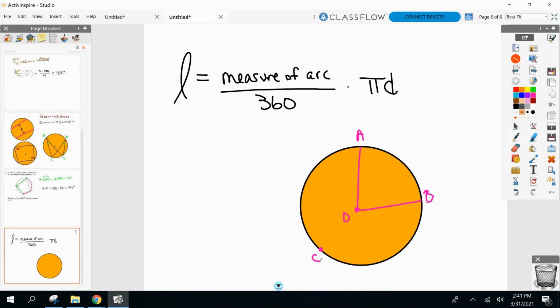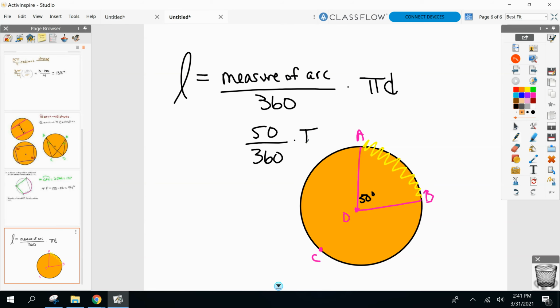All right, so let's say I asked you to find the length of AB, this length right here. So first thing you need to know is what's the measure of AB in degrees? And you could get that two ways. Maybe I just come right out and say, hey, the measure is 50 degrees. Or remember, the measure is also the same as the central angle. So maybe I tell you this is 50 degrees instead, and you go, oh, if the central angle is 50, the arc measure is 50.